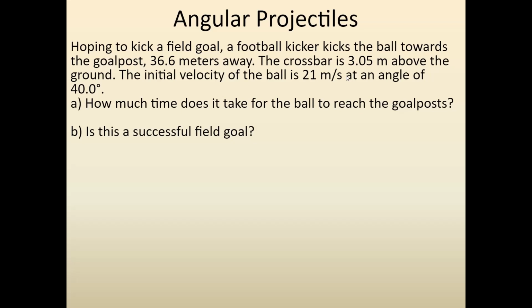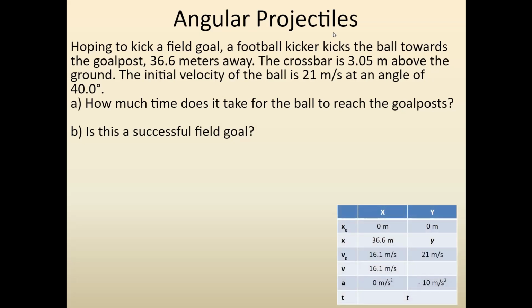All right, now we pretty much do the same steps that we've done before. We make up our XY chart, so we break up all the information here. Once again, they give us this initial velocity and this angle. So I'm going to immediately break up and do 21 cosine 40 to find the 16.1 and 21 sine 40 to find 21 meters per second. They give us the final position of the goalpost.